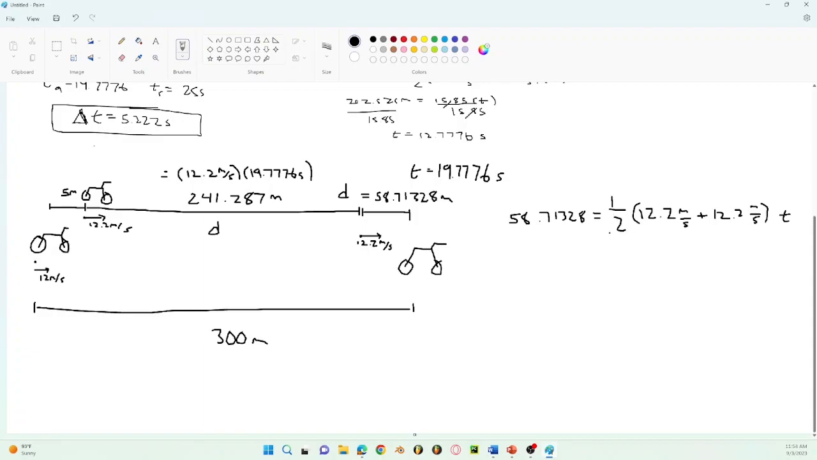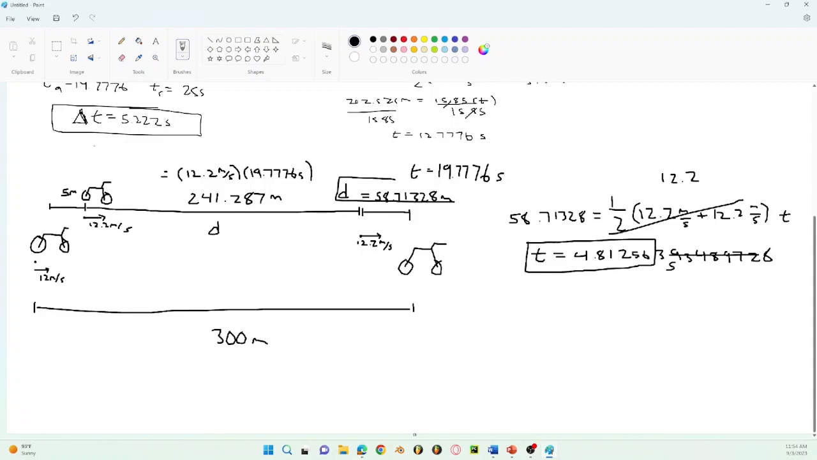We algebraically manipulate this. This one becomes 12.2, and what we get is 58.71328 divided by 12.2. The time that it took this person to finish was 4.8125639348972. Okay, I made up a lot of these last numbers, but the time that it took this person to finish after this person finished is this time. And now we have solved this question.